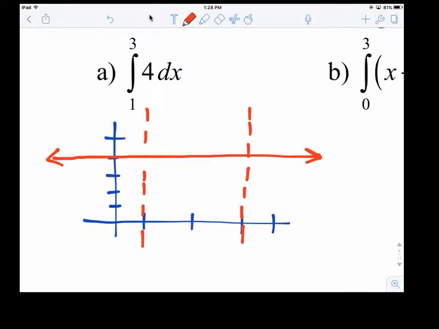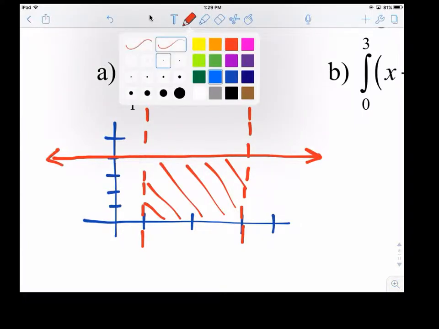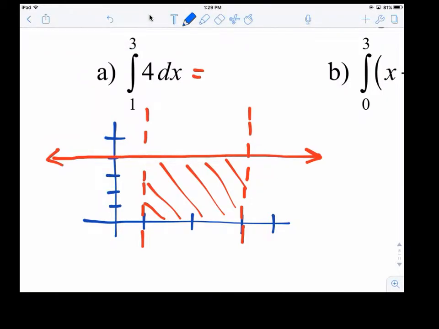All right, so if we're looking at it from 1 to 3, what are we figuring out the area of, or the integral of? That is a what? Rectangle, right? So what would my answer be? 8, good. So this is 2, and then 4. So 2 times 4 would give me 8.